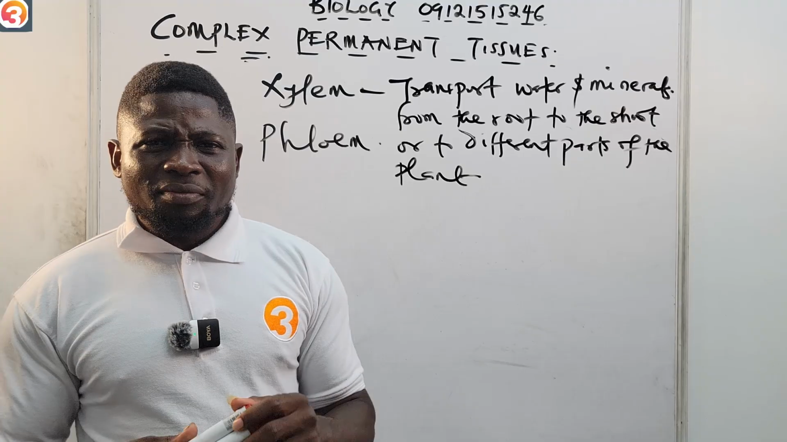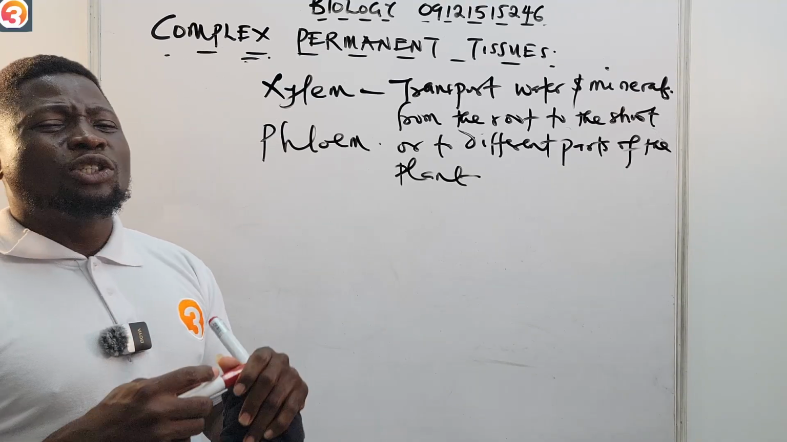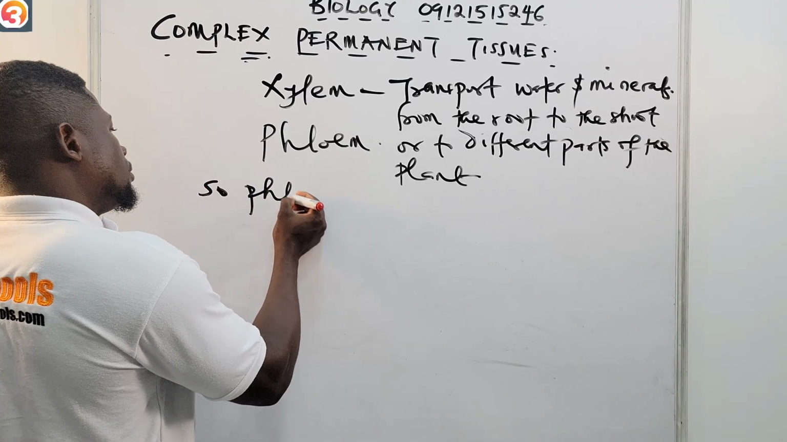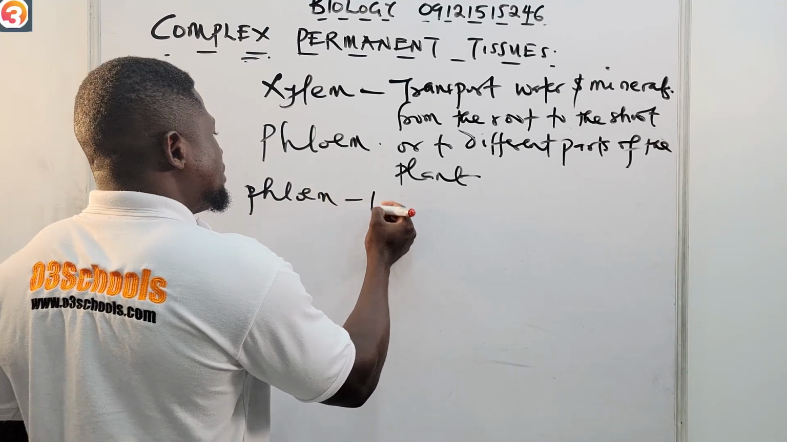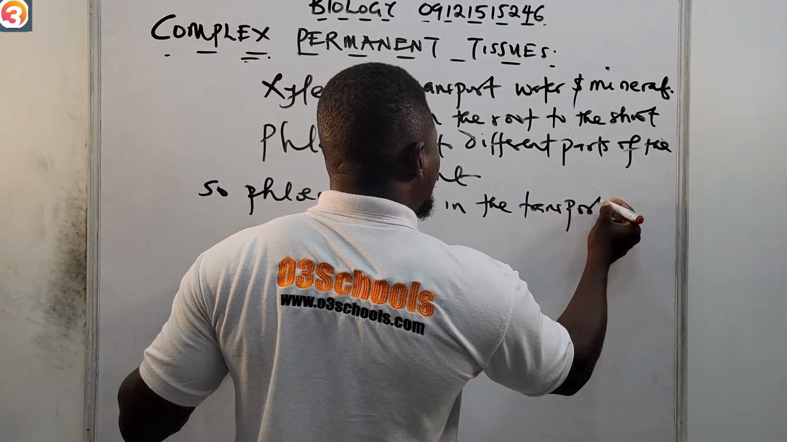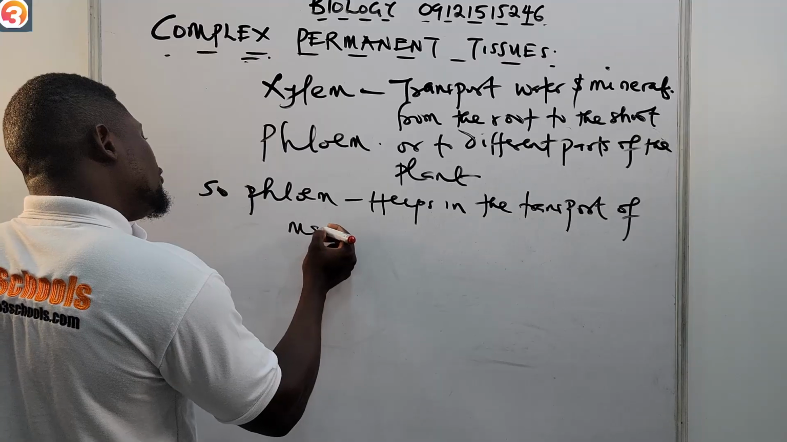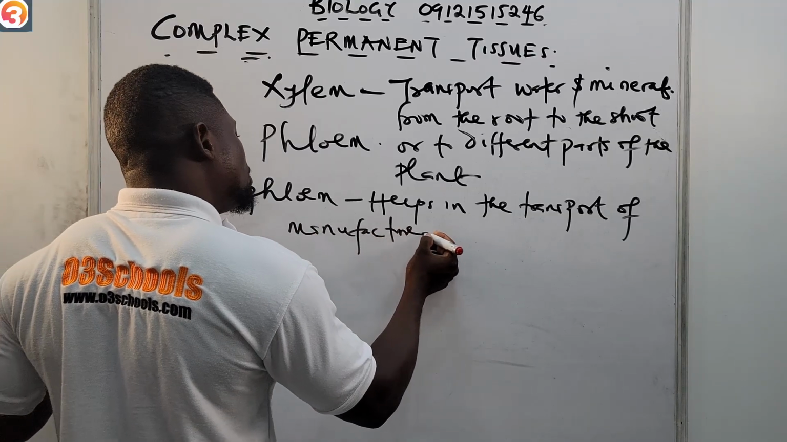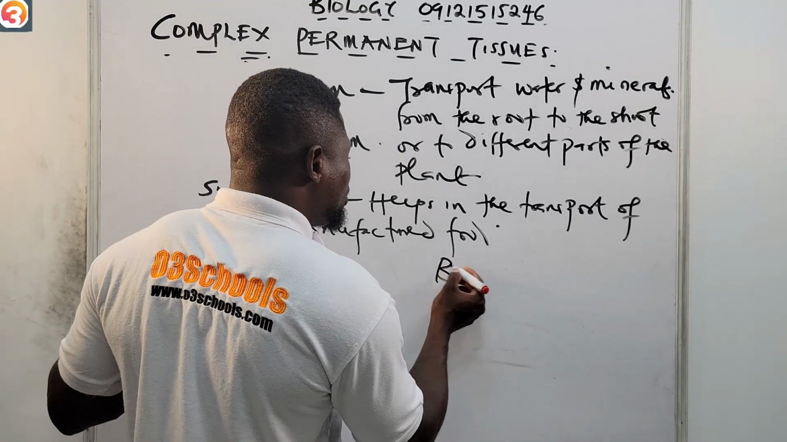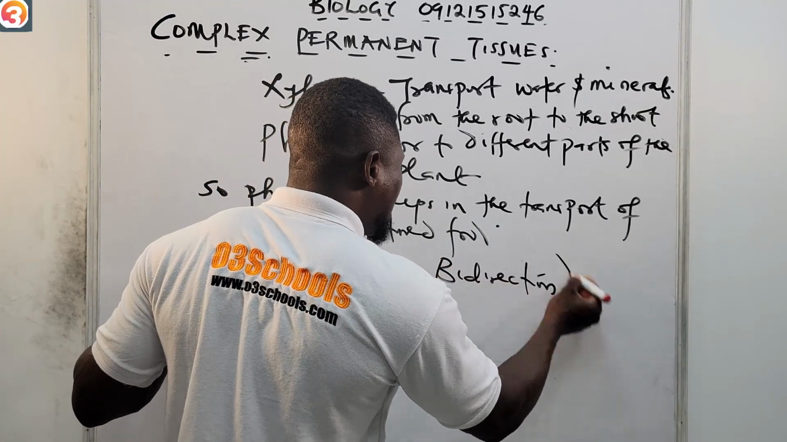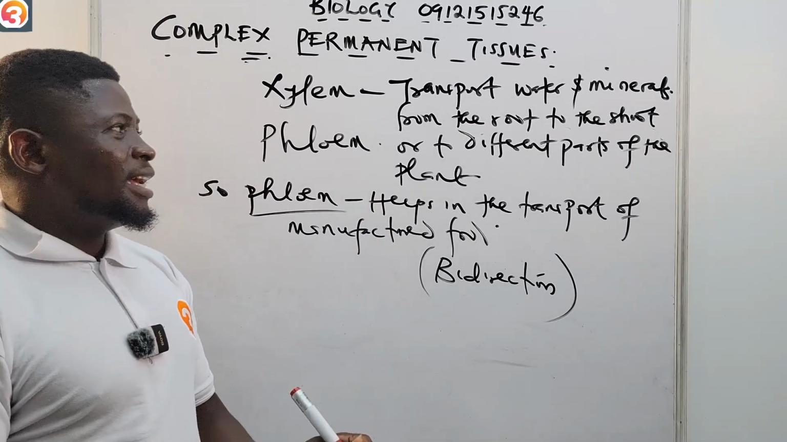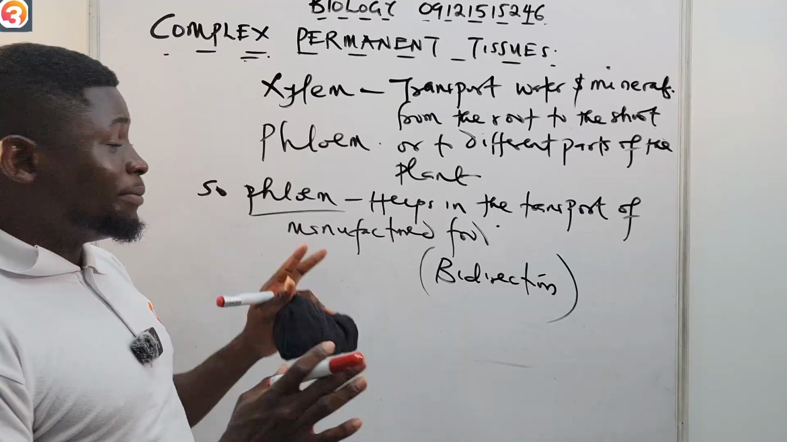What about the phloem? The function of the phloem basically is to transport manufactured food. So the phloem helps in the transportation of manufactured food. And of course, the phloem is bidirectional. It's either from the top to the bottom, or from the bottom to the top. Now we'll see the difference between the xylem and the phloem very soon.